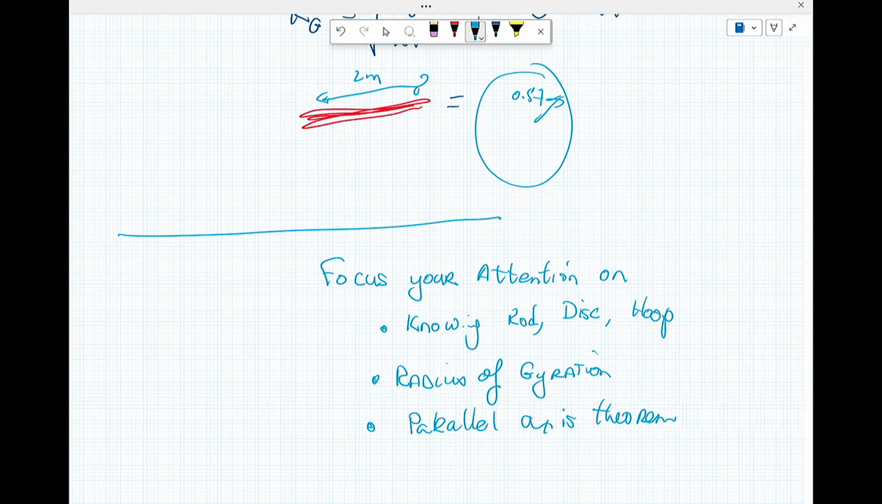Okay, so the other things that you must know at this point are radius of gyration and parallel axis theorem. You really have to know those. You have to be familiar with them. We will not help you with either of those if we give you information.